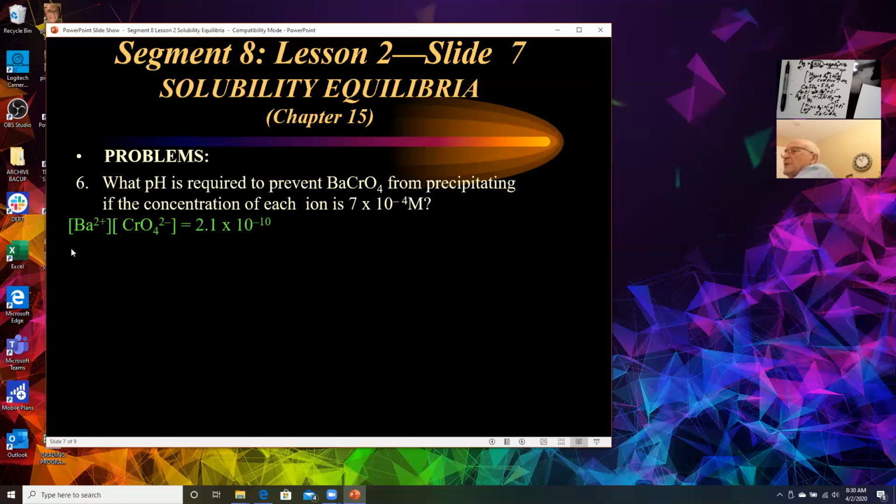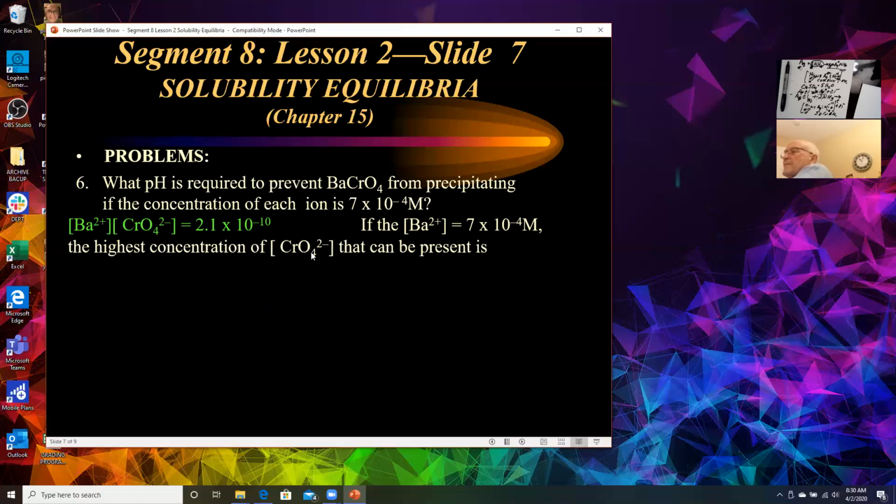So if this is my KSP value, and the barium ion concentration is 7 times 10 to the negative 4, the highest chromate concentration that can be present without precipitating is going to be this value. We can solve for it. It's going to be 3 times 10 to the negative 7.